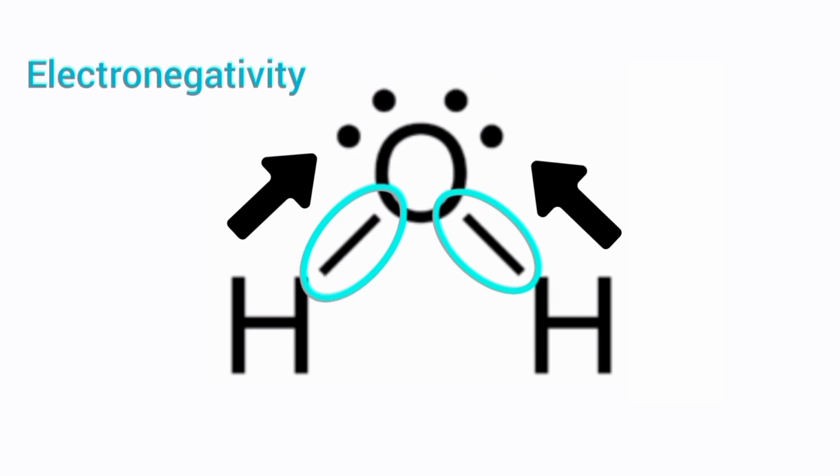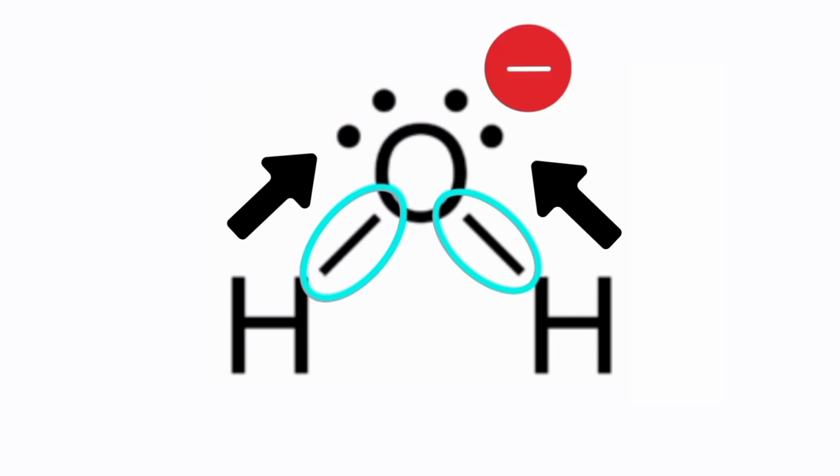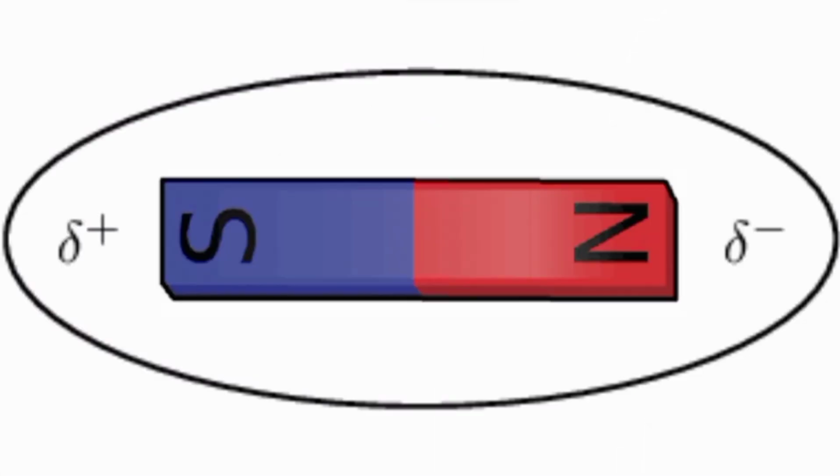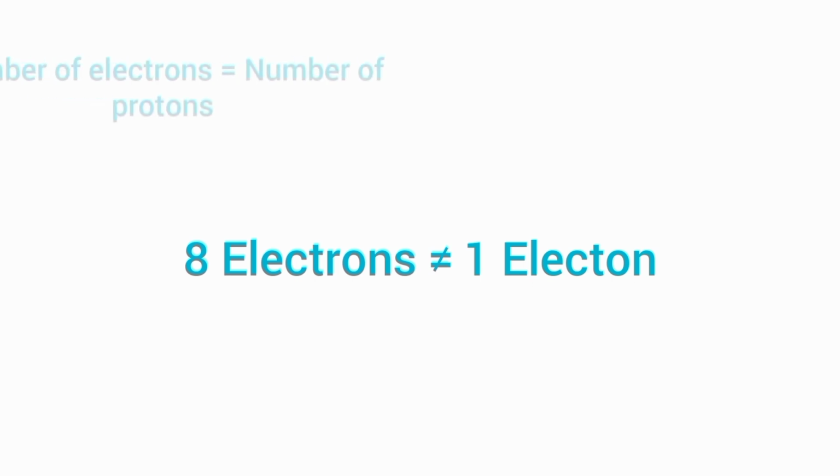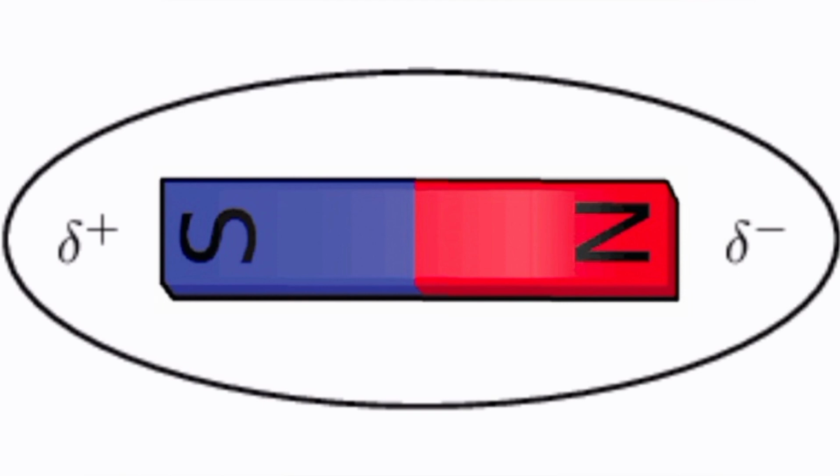As a result, the oxygen side is slightly negative and the hydrogens become slightly positive. The positive and negative ends create poles, sort of like a magnet. So to summarize, a polar covalent compound shares electrons unequally and thus creates a dipole, which causes intermolecular attraction, which is the attraction between the molecules. Now the terms are out of the way, now for the reaction.